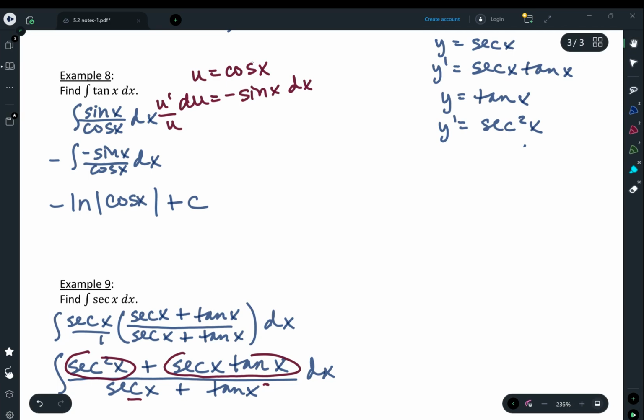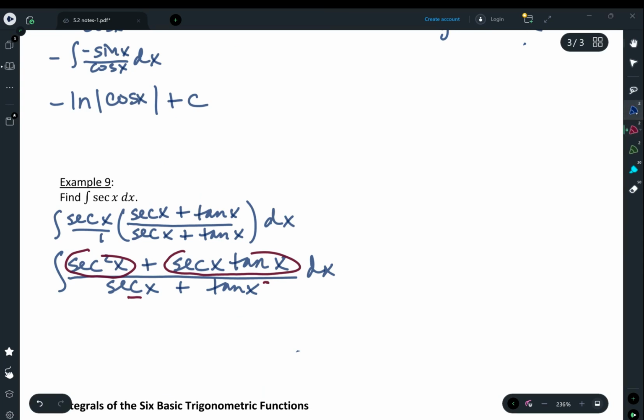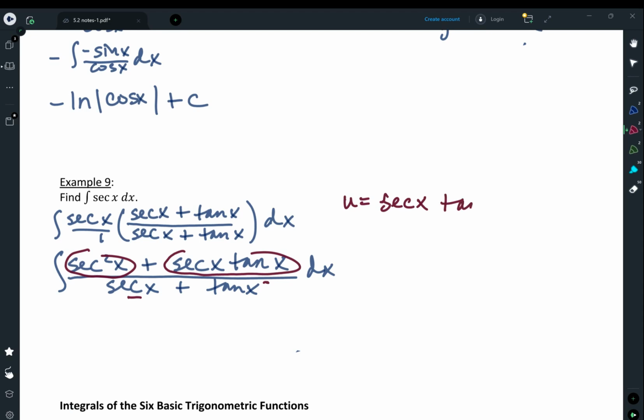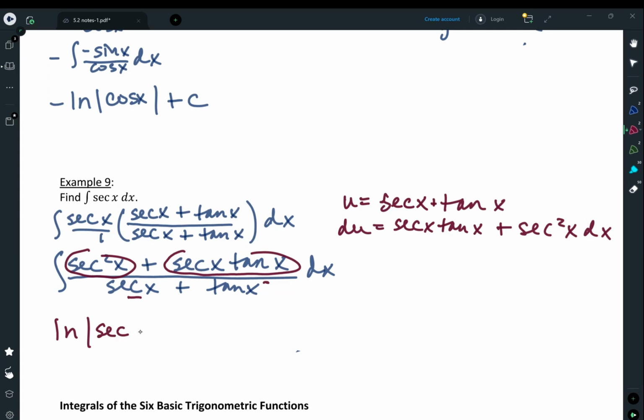So if I let u be my denominator, if I let u equal secant x plus tangent x, well, my derivative of that is just going to be secant x tangent x plus secant squared x, which is the numerator, but just in a different form, right? Just flipped around. So all I end up having here is the natural log of my denominator, secant x plus tangent x. Don't forget your absolute value signs, and then plus c. So it's really cool how this works out.